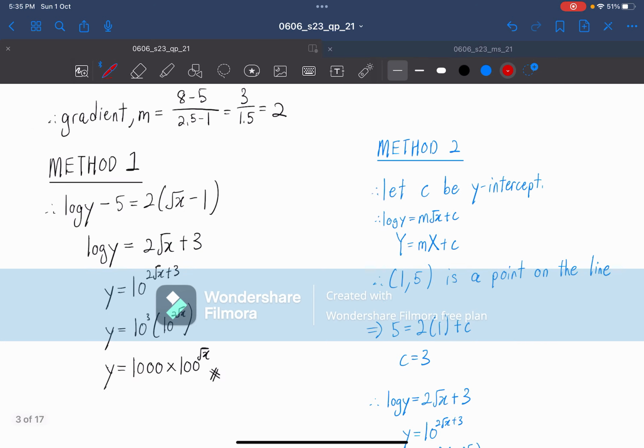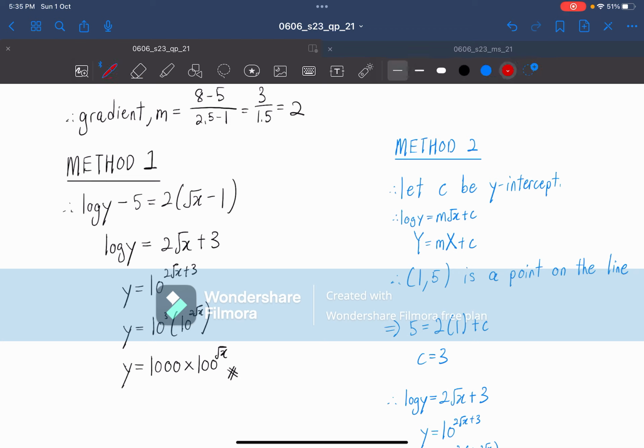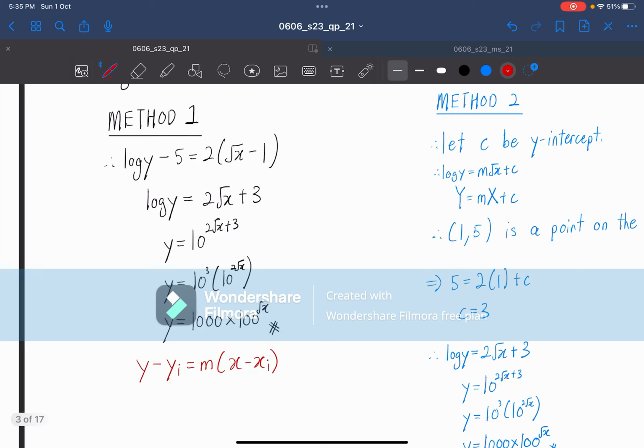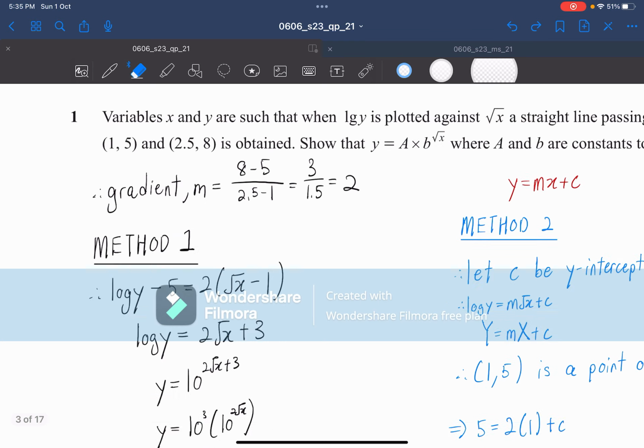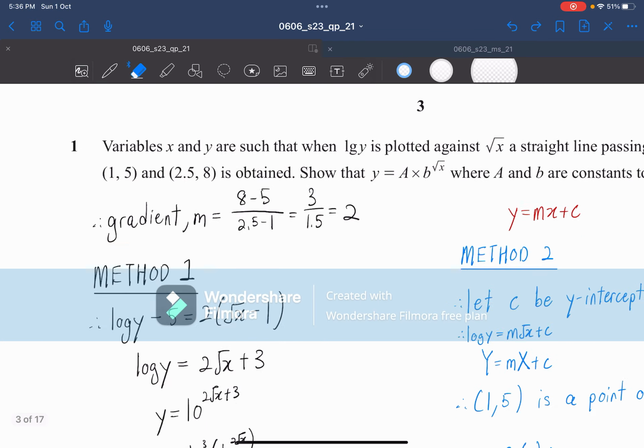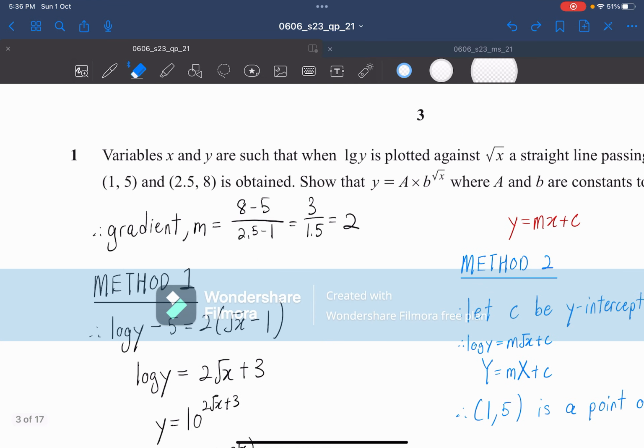One way is to use the y minus y1 equals m times x minus x1 method. This is a formula to find the straight line of a graph. Or the other way, method 2, is to find the y-intercept, the very conventional method of finding y equals mx plus c, where we have to find what c is. But method 1 uses this y1 and x1, which is just any point on the straight line. So you can just use any point on the straight line. In this case, I used (1, 5).